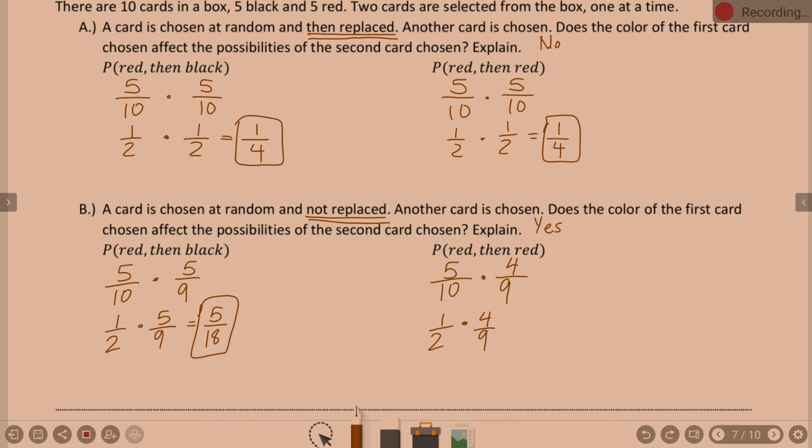What do you want to say here? 4 over 18. Okay. What about 4 over 18? Reduces to? 2 ninths. And this is where I would say we could have cross-canceled the 2 and 4 back here. Okay.